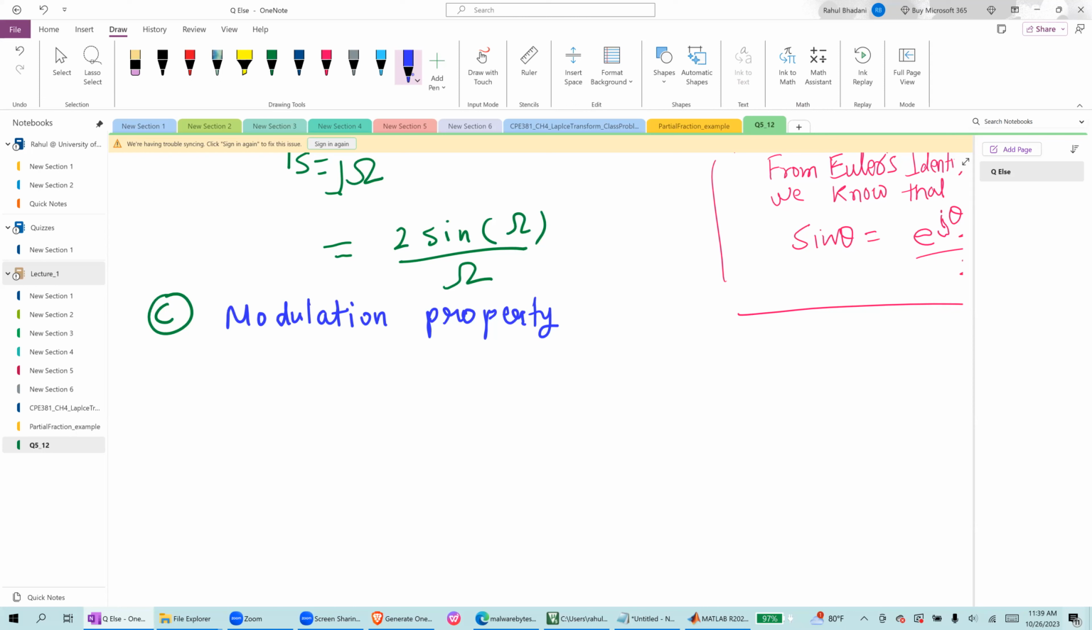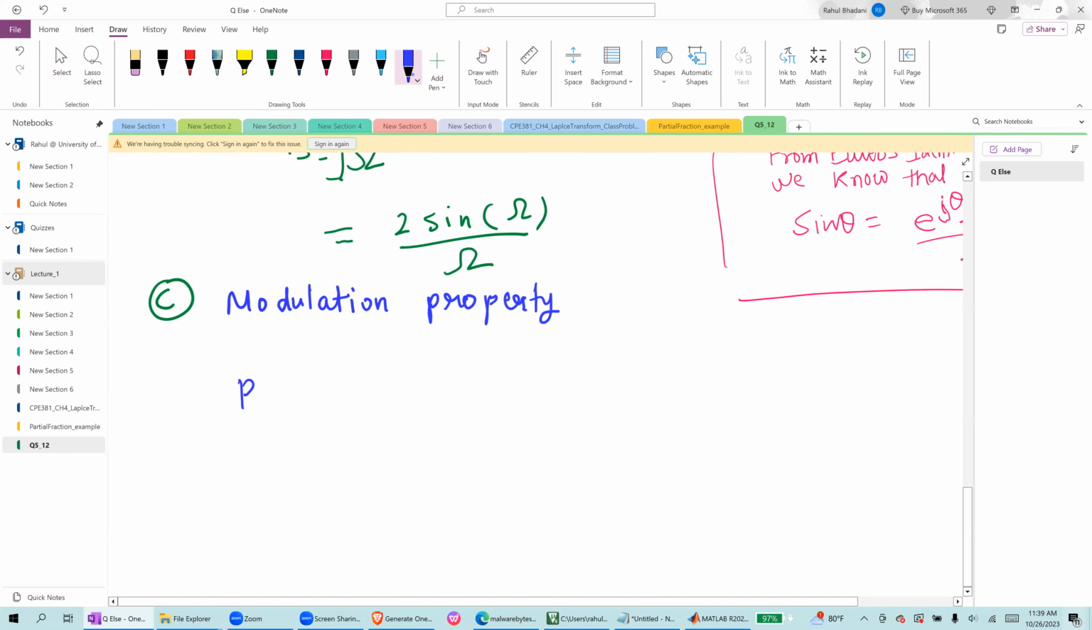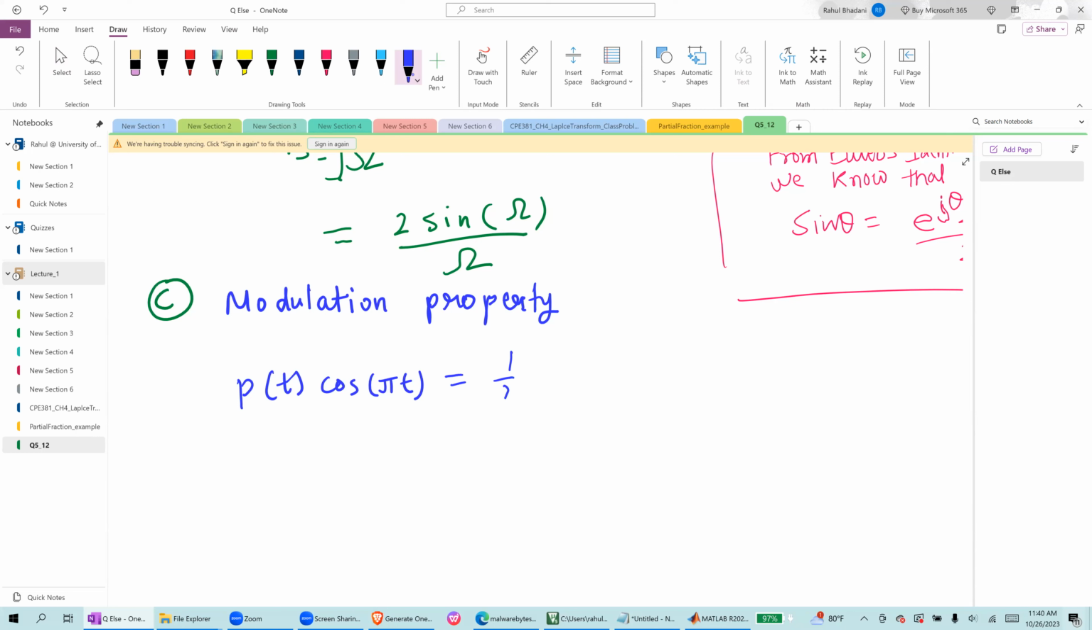Modulation property in our case is: if we have a signal P of t, and it is multiplied by cos(πt), then you will have P of (ω − π).